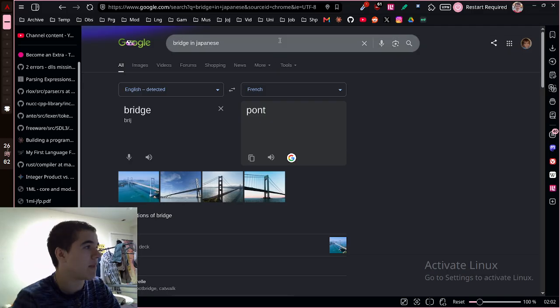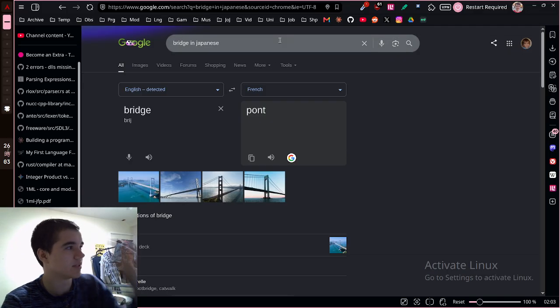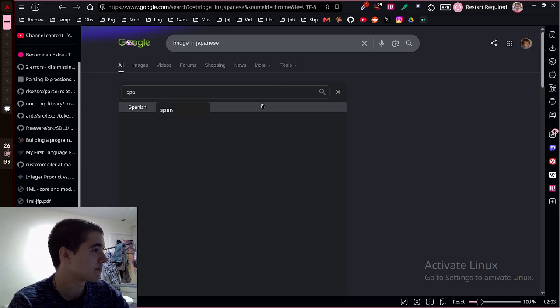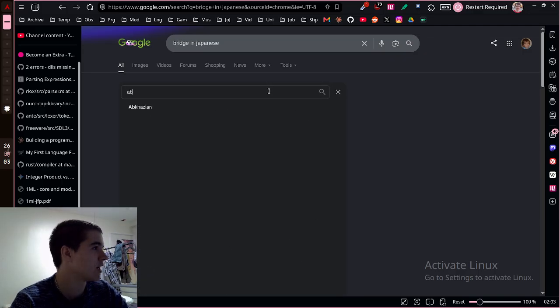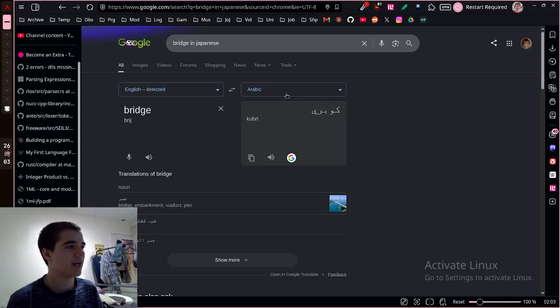Pont. My language is called Pont. Pronounced Pont. Pontlang. Yes, I could in Rust. Well, I could in C++. Well, I could in Pont. Does not really roll off the tongue, does it? Unfortunately. Spanish, Puente. Okay, I should know that. Arabic, Kubri. Bridge. I like bridge, you know? Like a bridge is a bridge.